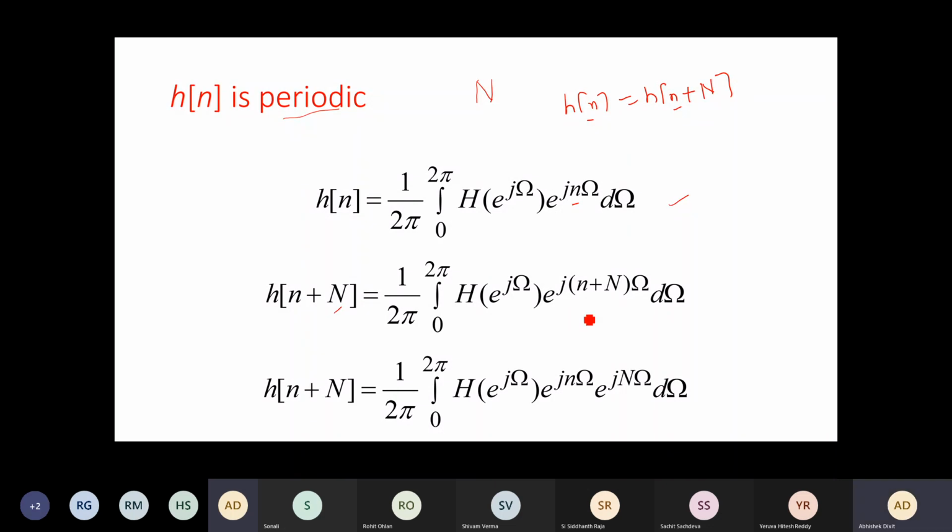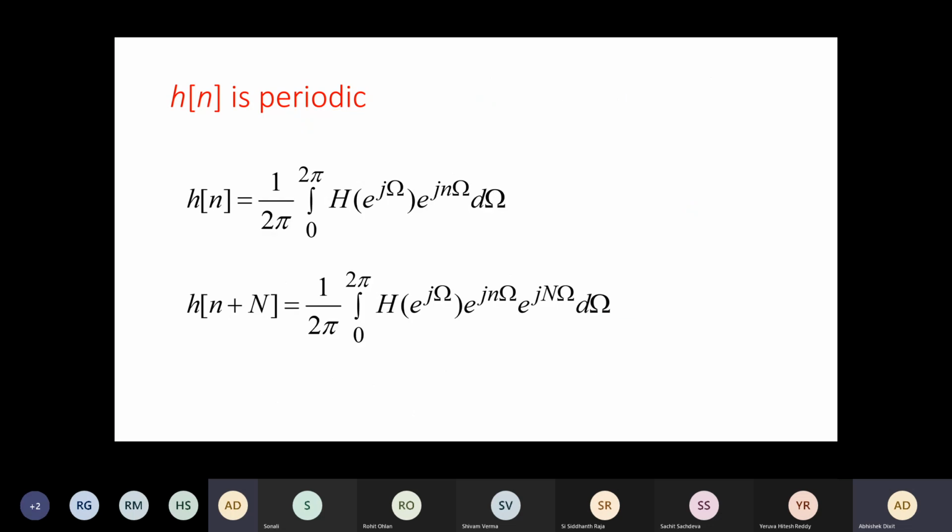So first, I have rearranged this complex exponential into two complex exponentials, a trivial thing. And now what I'm trying to do is equate h[n] as h[n plus capital N]. So we look at these two things. What should happen if h[n] is same as h[n plus capital N]? Any idea? Capital N into omega should be 2 pi m. Exactly. So this thing should be 1, right?